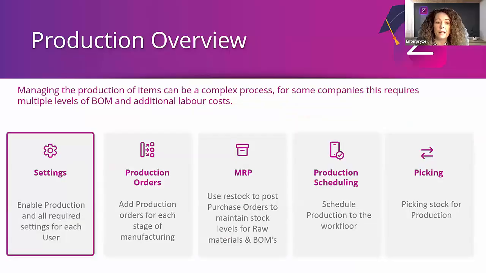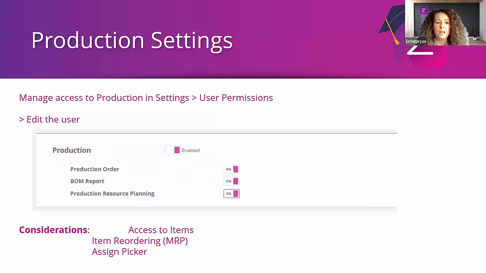So let's start with just looking at what settings are required. So when we look at a user permission, for example, we have all the different modules laid out within a user permission. So this is in your settings menu and into user settings. So there is a production option there where you have to enable that. So this is where you're giving a user access to processing production orders, reviewing the BOM report, utilizing the production resource planning. And of course, there's other considerations which I've mentioned below because they are important.